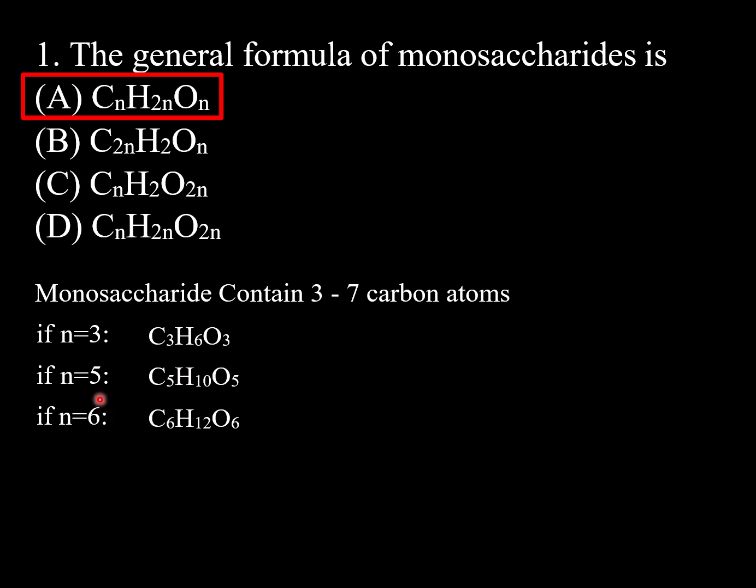And if the number of carbon atoms is 5, then putting it in the formula, it will be C5, H2n, then 2 into 5 is 10, and O5. And if the number of carbon atoms is 6, it will be C6, 2 into 6 is 12, and O6. So it will become C6H12O6.